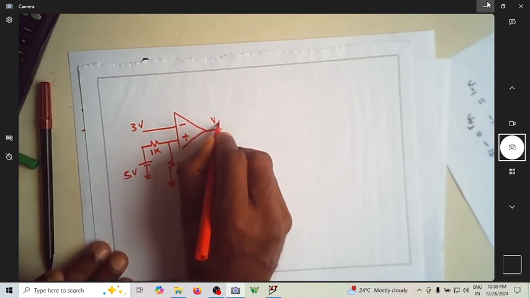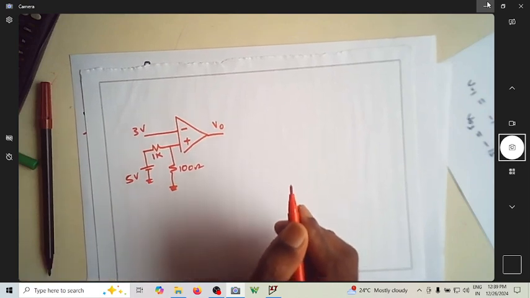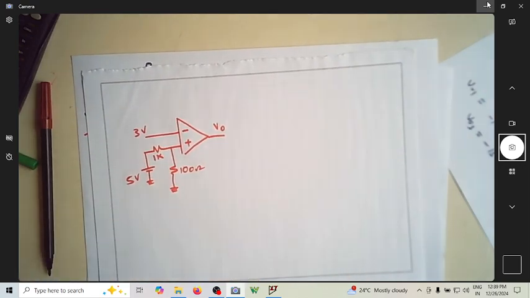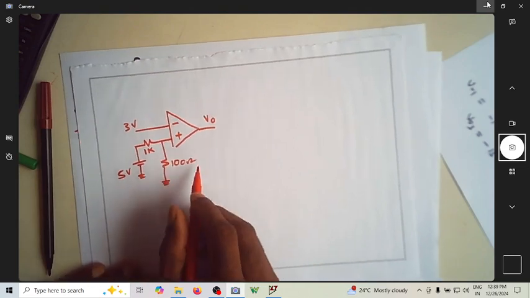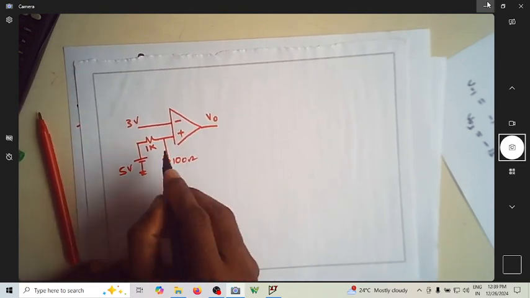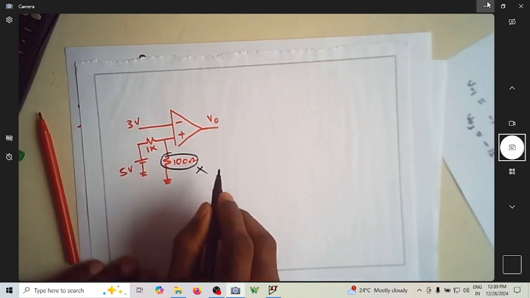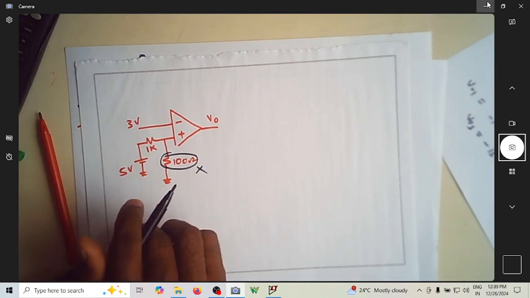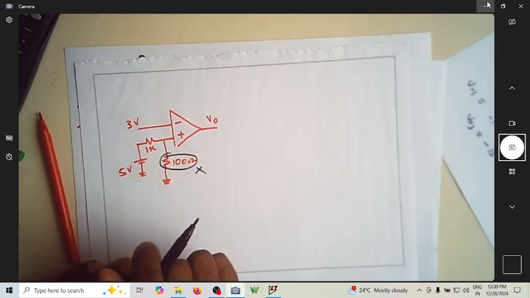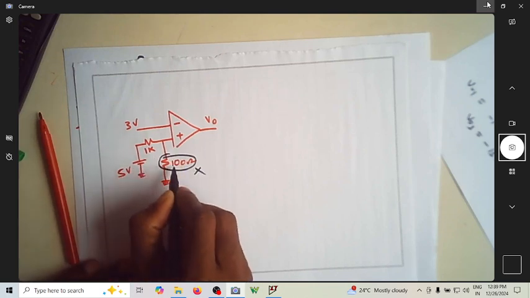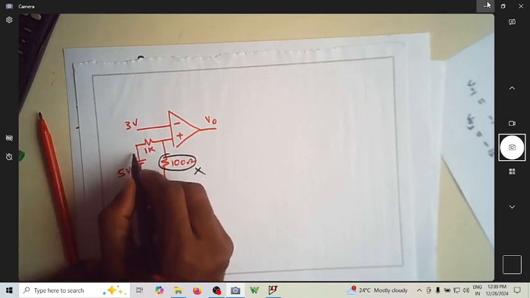So this is V0. Now, can I treat this as redundant? No, I cannot treat it as redundant. So let us see why I cannot treat it as redundant. So what is the voltage that you have here?